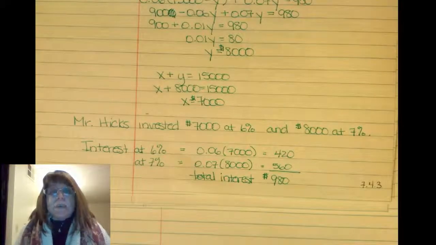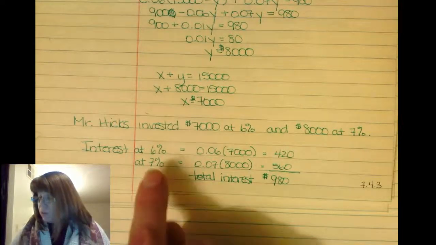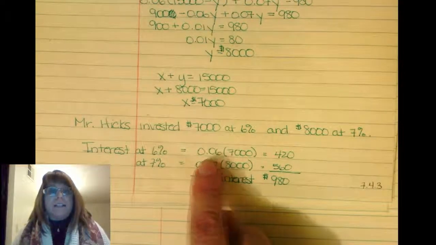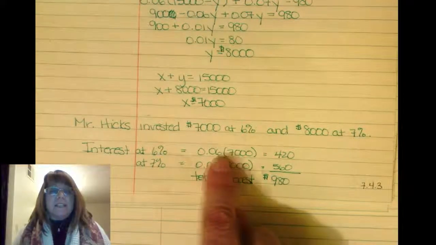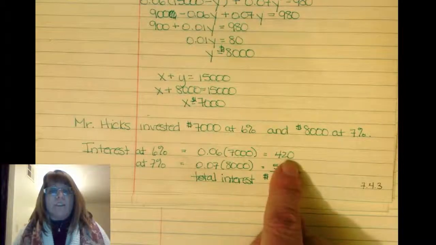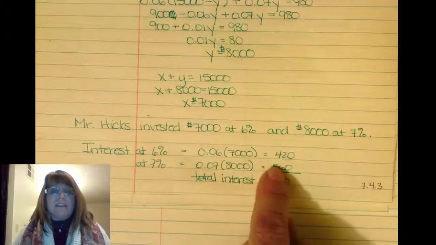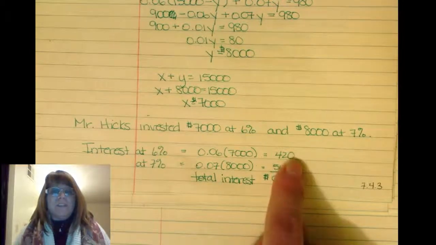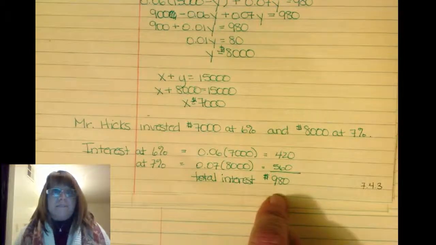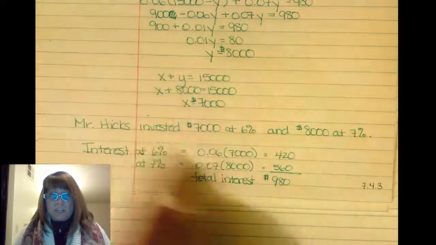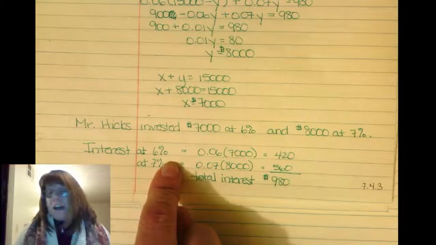Now there's a second way of checking it. What I want to see is how much interest I earn at 6%. Well, 6% times 7,000 is 420. 7% of 8,000 is 560. If I add the two of them together, yes indeed, I get $980. So that's just one more check that I can do to make sure that this whole problem is calculated correctly.